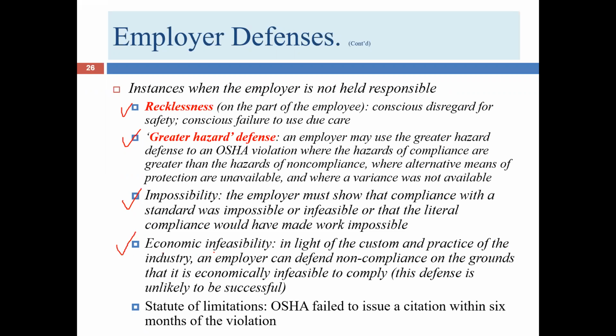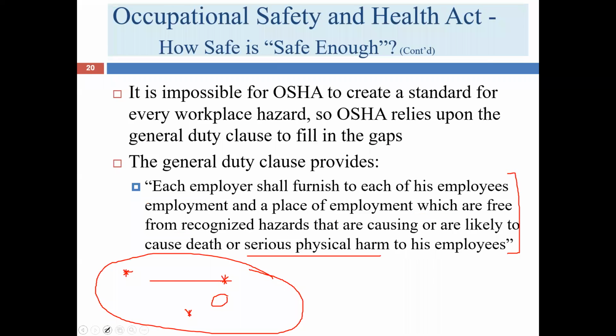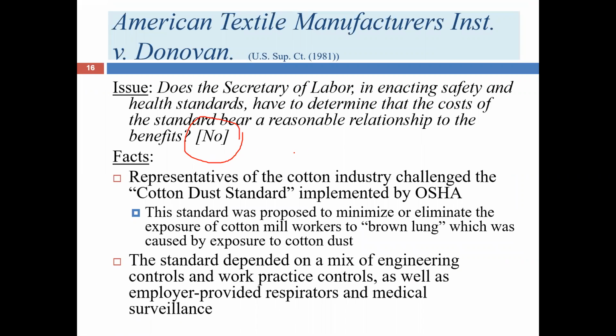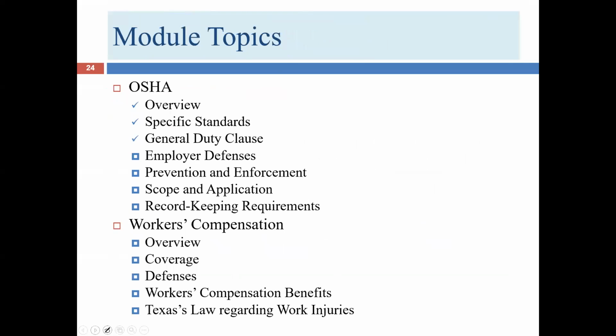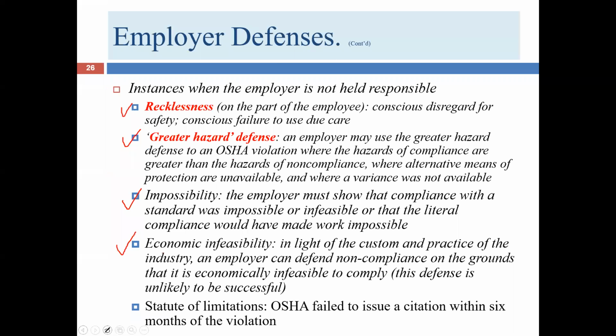And there even can be economic infeasibility, but don't count on this as the employer. In light of the custom and practice of the industry, an employer can defend noncompliance on the ground that it's economically infeasible to comply. But keep in mind our Casey the Donovan case that we talked about earlier, where, again, there's no cost-benefit analysis under these circumstances. So an employer that says it would bankrupt us to follow this rule is not likely to get a lot of sympathy from OSHA. Then, of course, statute of limitations. If OSHA waits too long to issue the citation, the employer is safe. And 6 months is the period that OSHA has to cite from the date of whatever that incident was.